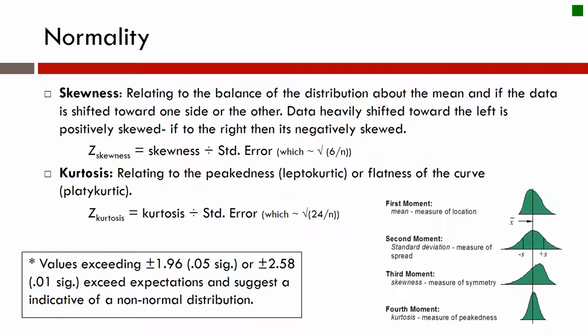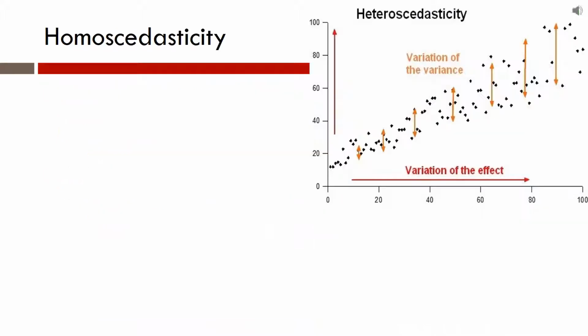Sometimes I mention the term moments, just as a side note for statistics. Data distributions have what we call moments, and the first moment is referred to as the mean. The second moment is the distribution associated with the standard deviation. The third moment is called skewness, and the fourth moment is called kurtosis, or the peakedness or flatness of the curve. Okay, so these help us describe and understand whether the data is normally distributed or not. So that's the first assumption that we deal with.